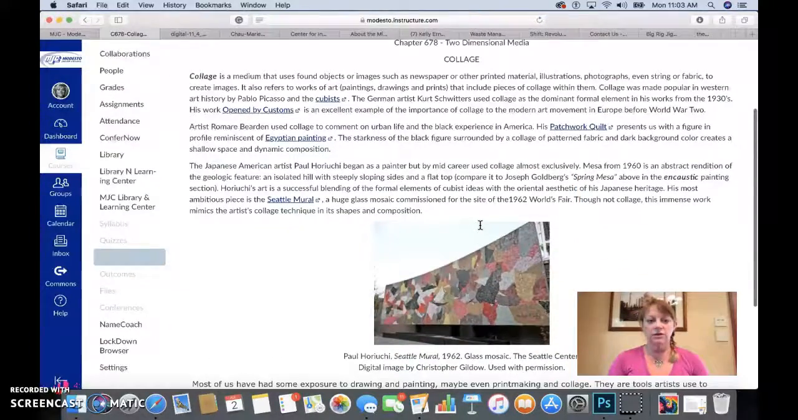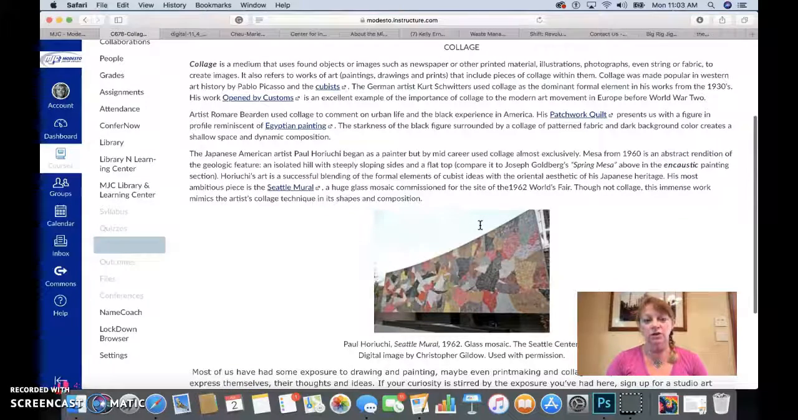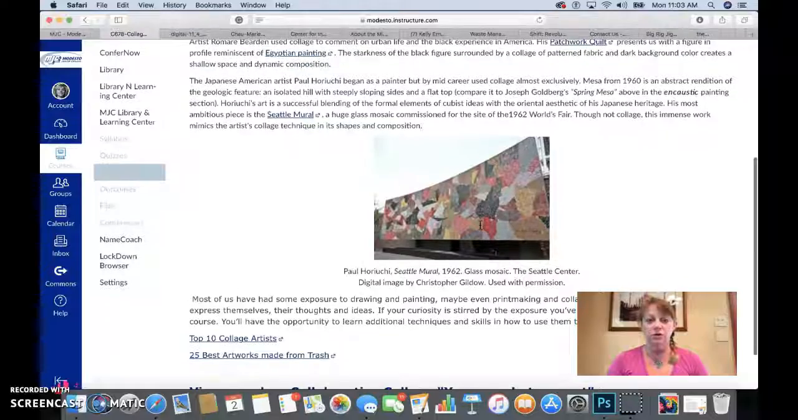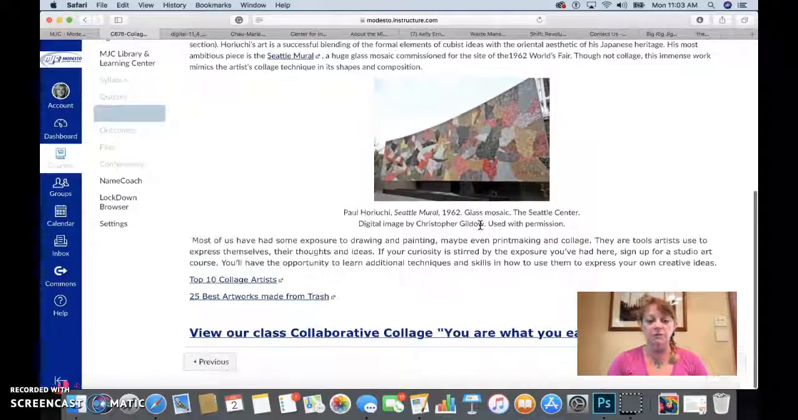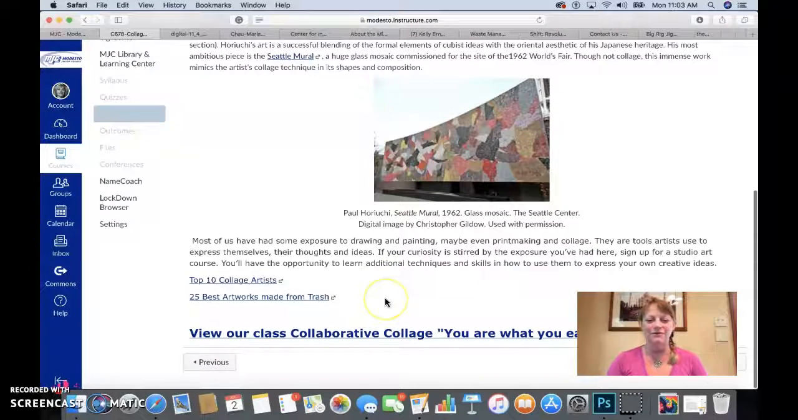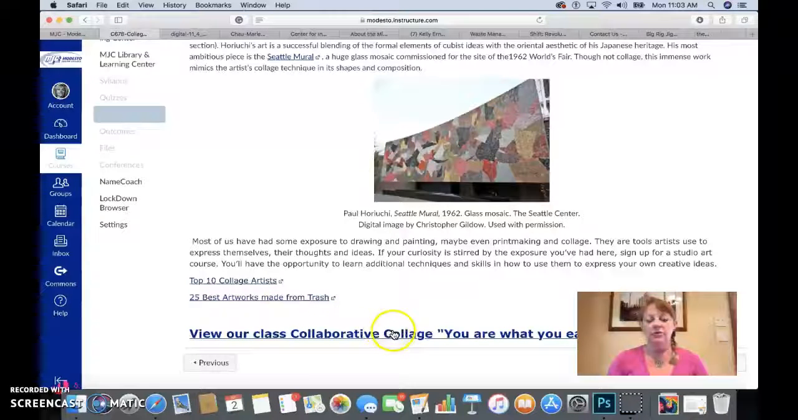All right, and then here we come to collage. Some of you have used collage in your mock-ups, so you know what that's about, and here are some examples of it. Top 10 collage artists and 25 best artworks made from trash, which is kind of interesting. So this kind of brings us to our collaborative collage.